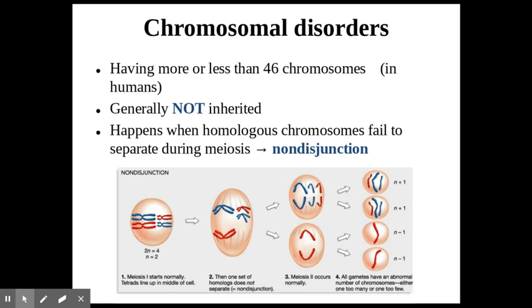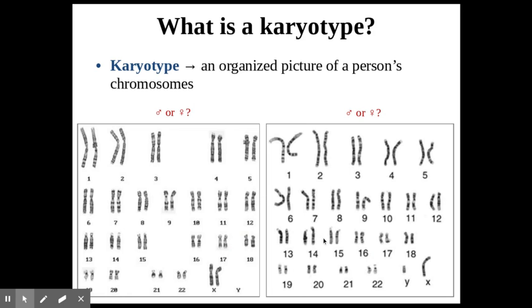So chromosome disorders are where you have more or less than 46 chromosomes. It's generally not inherited. This happens when homologous chromosomes fail to separate during meiosis, which is called non-disjunction. This is a karyotype. We learned about karyotypes last week, but this is a picture of two different individuals. The one on the left is a female, and the one on the right is a male.